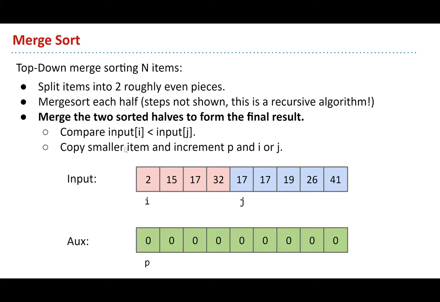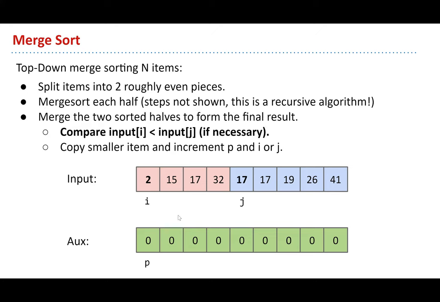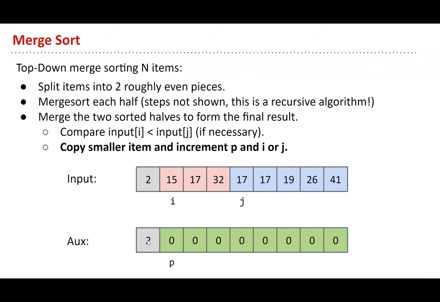How do you merge? Reminder, we basically do the following. We've got a pointer to the leftmost item in red and a pointer to the leftmost item in blue. Which one's smaller? Red, 2. So we're going to take that and put it in some auxiliary array. Okay, done. 15 and 17, what happens? 15 goes in. We advance the I pointer. Which 17 do you like better? The red one, good, so do I. So we'll use that one.